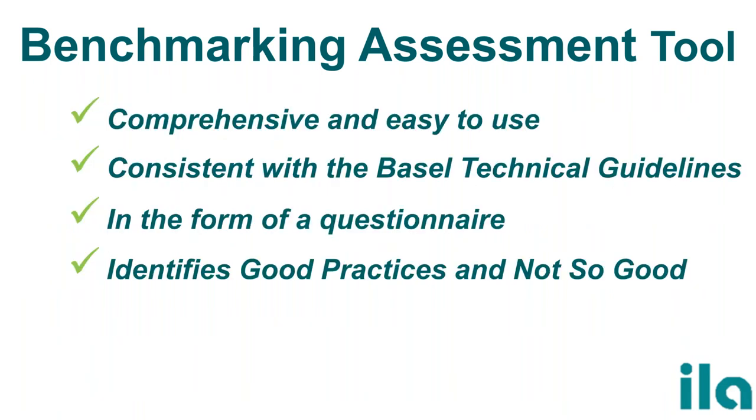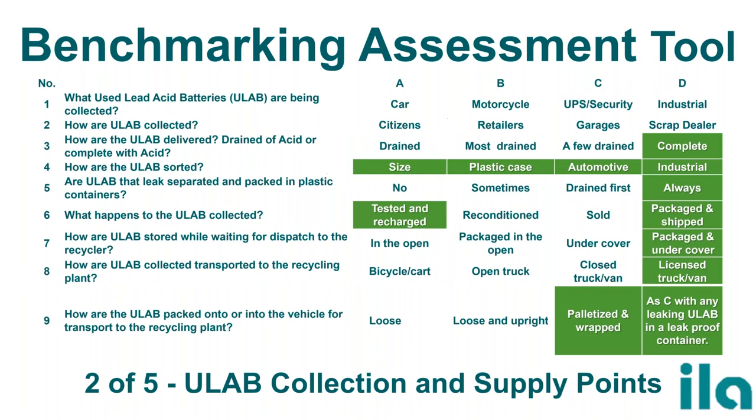And the form can identify good practices and those that are perhaps not so good. Now, the ones that are not so good are normally on the right, sorry, in column D, and they're identified here in green. Now, you'll notice that in some of the questions, there's answers from A, B, C, and D all in green, but these are only for information purposes. For example, 1 and 2, what batteries are being collected and how are they collected? This is purely for information. And how are they sorted? It doesn't really matter whether they're by size, in plastic cases, automotive or industrial, as long as they're sorted, all those are perfectly acceptable.